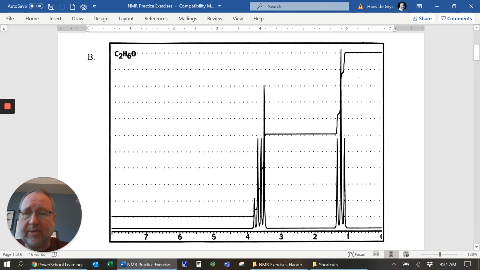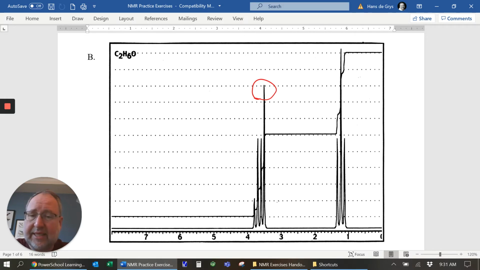There's only 2 possibilities for C2H6O. You know that it's saturated. This right here is a puzzle. So what is this? At first glance, this looks like a quartet, but we know it really can't be a quartet, because a real quartet is a 1-3-3-1, and this one is super big. So this is a singlet that's on top of a quartet.